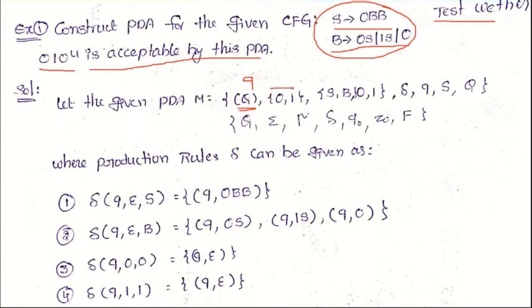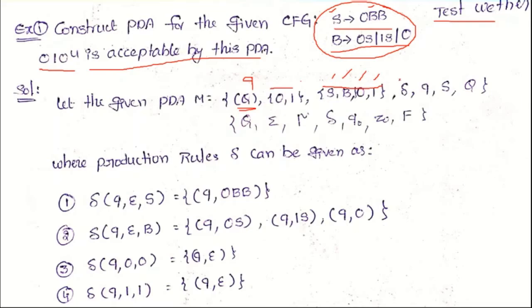And here these are the terminal symbols, that is nothing but the input alphabet 0, 1 from the given grammar, and these are the stack symbols. Whatever symbols are used in stack operations, those are each and every non-terminal and terminal symbol. So here the non-terminals are S and B, that's why S, B, and the terminals are 0, 1. So these four symbols are used in stack operations.